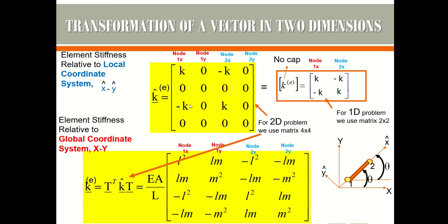This is the local stiffness, relative to the local coordinate axis. This is the displacement. This is the element stiffness relative to the global coordinate system. So if you want to find the global displacement, displacement based on the global coordinate axis, you use this one. This is L square, L times m, L times m, m square. We use this one.